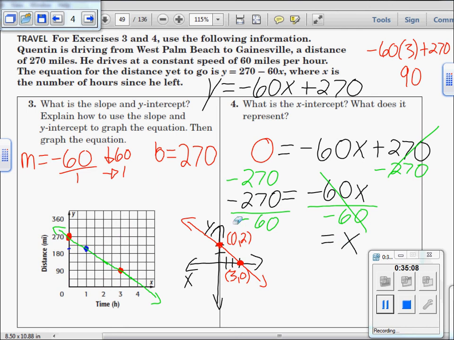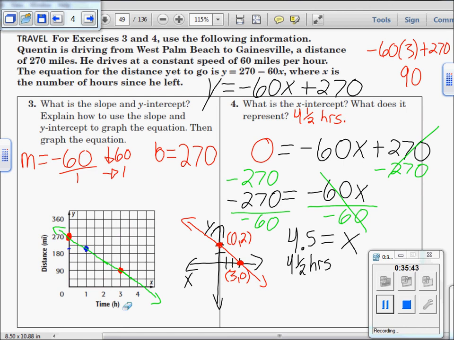So now you're left with x equals, on the left side, a negative divided by a negative is a positive. 270 divided by 60, or 27 divided by 6, comes out to 4.5. We were solving for hours, so that tells us 4.5 hours. That is the x-intercept, and that's the answer to number 4. The x-intercept is located at 4.5 hours.